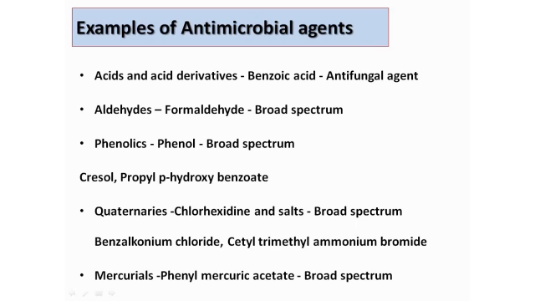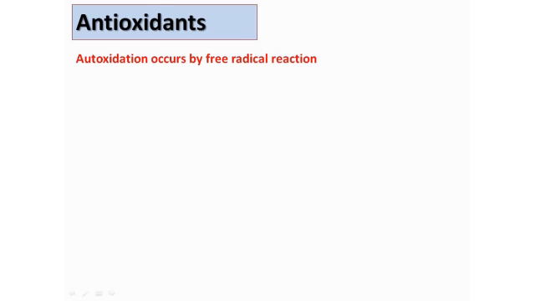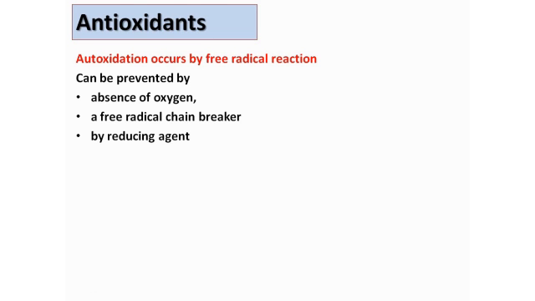They have broad spectrum activity against both gram positive as well as gram negative bacteria. Done? So antioxidants. What are antioxidants? Antioxidants are used in emulsions just to prevent the oxidation process. The aim of the antioxidant is to halt the process of oxidation, so it can be prevented by auto-oxidation.